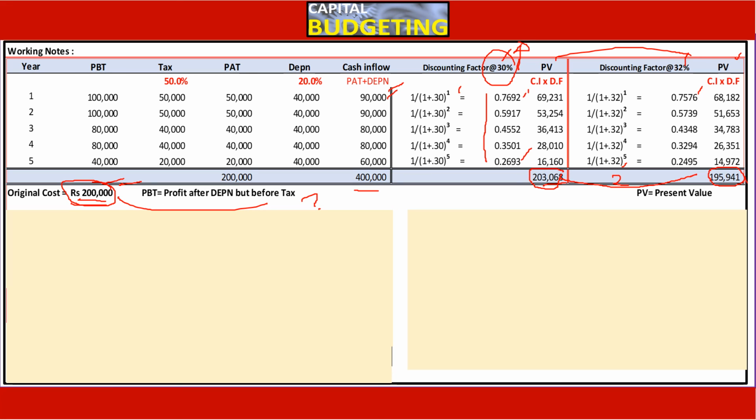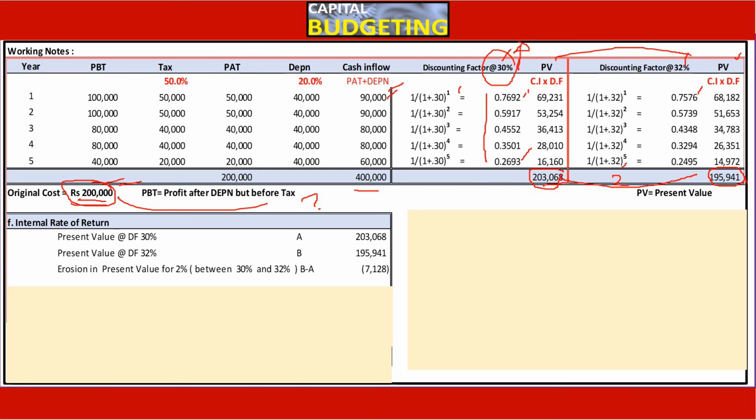For this we use a formula of interpolation, which is simple. At 30%, the present value is 2,03,068. At 32%, it is 1,95,000. Means you have exhausted 2% of interest for a reduction of 7,000. But what is the reduction I need? I need only 3,000. For 2%, you need 7,000. For 3,000, it may be around 1%. For that, you put a formula.